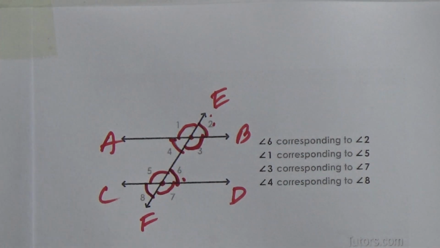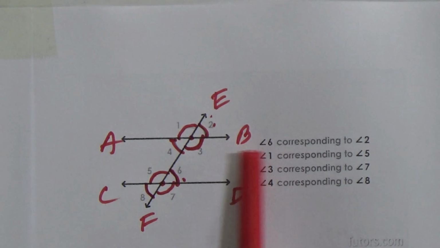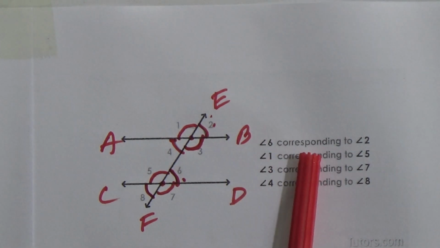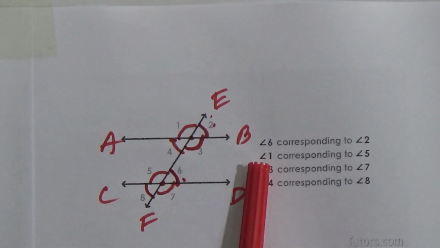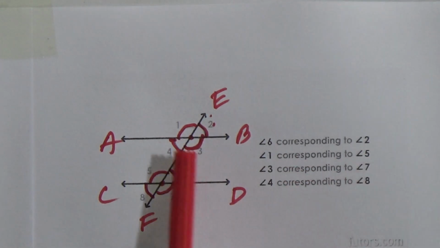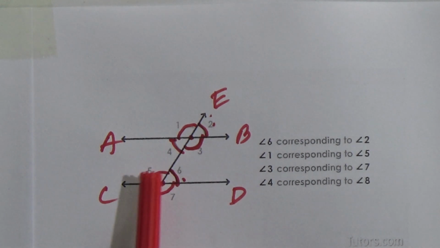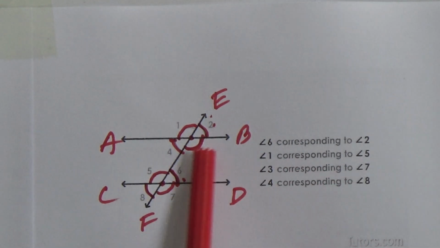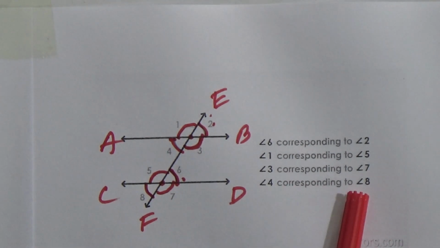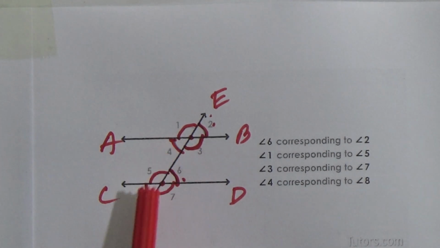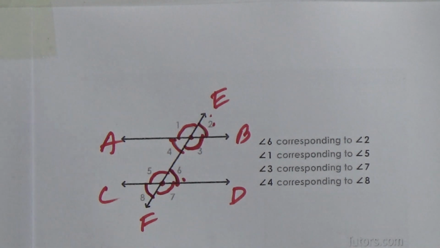For this, here is written: angle 6 corresponding to angle 2, angle 1 corresponding to angle 5, angle 3 corresponding to angle 7, angle 4 corresponding to angle 8. Okay, dear students, so now I will tell you the properties of corresponding angles.